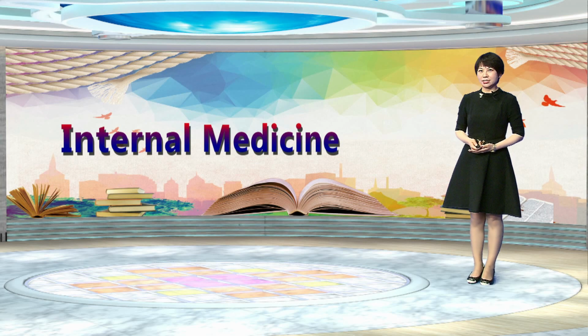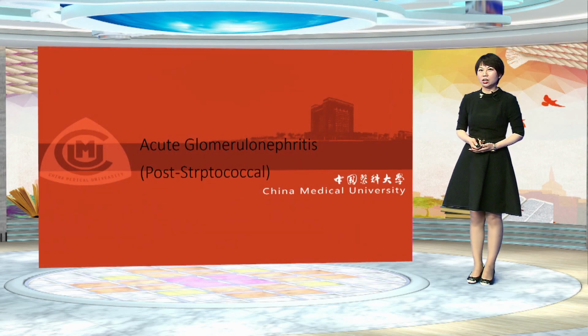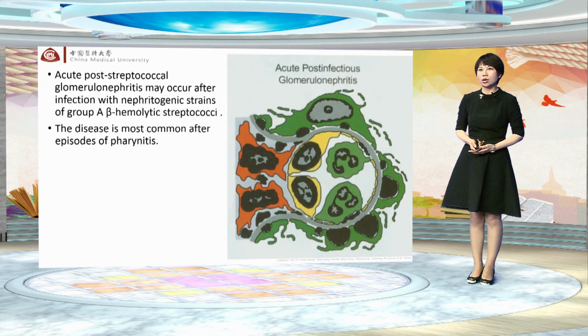Hello everyone. In this lesson, let's study post-streptococcal glomerulonephritis. Acute post-streptococcal glomerulonephritis may occur after infection with nephrogenic strains of group A beta hemolytic streptococci. The disease is most common after episodes of pharyngitis.